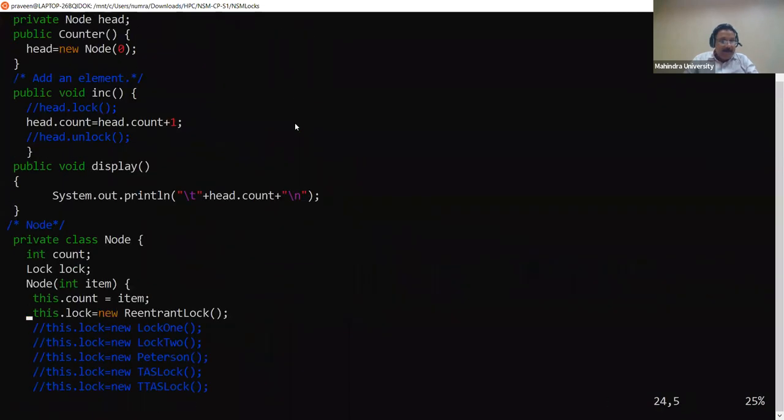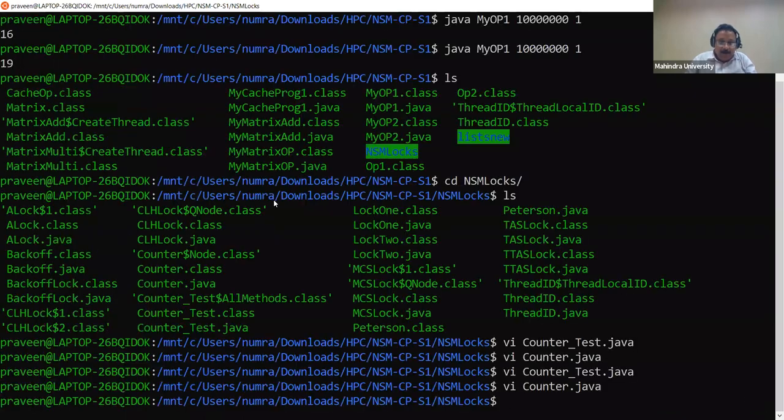Here there is a display method. By using this display method, we are going to print that head dot count value. All the threads together incremented this particular counter value. We are going to print it by using that ob dot display. Are you with me? Okay. And now I'm going to execute this particular piece of code. Anyhow, I will share all these programs with you. Take your own time and execute all these programs, and try to get something out of it.